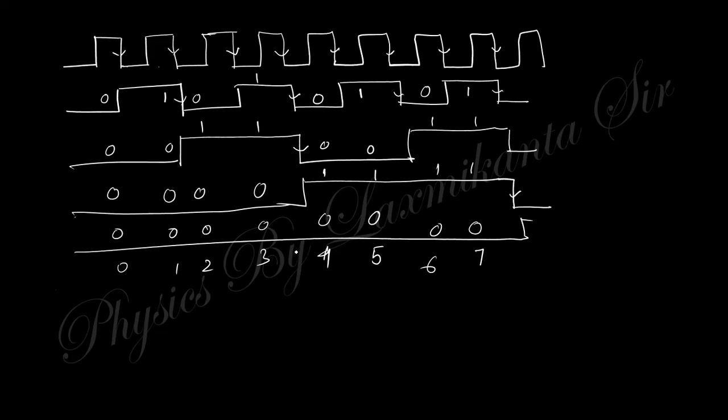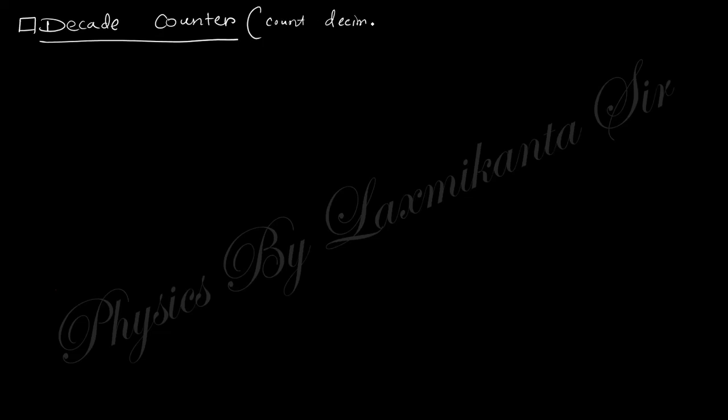So this is a ripple counter, where the clock pulses are asynchronous. The next important thing is the decade counter. A decade counter counts decimal numbers. Decimal means up to 9, 0 to 9.